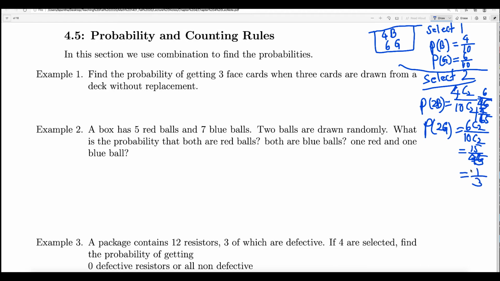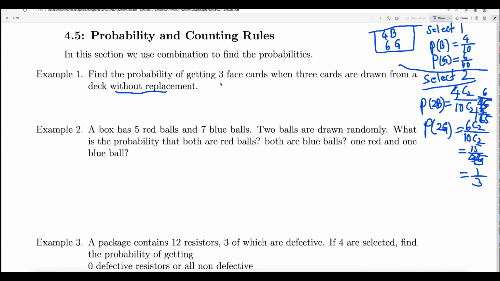Let us do these examples, then things will get clear. Find the probability of getting 3 face cards when 3 cards are drawn from a deck without replacement. So this is without replacement. All the problems in combination are also without replacement, so we don't need to worry about that.